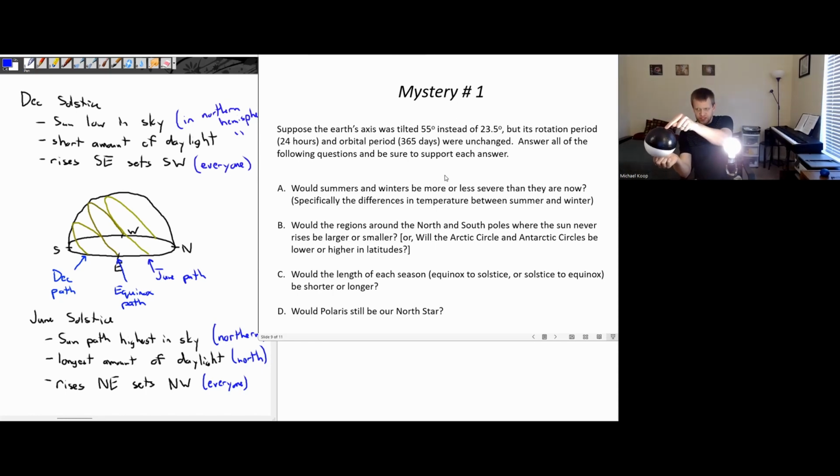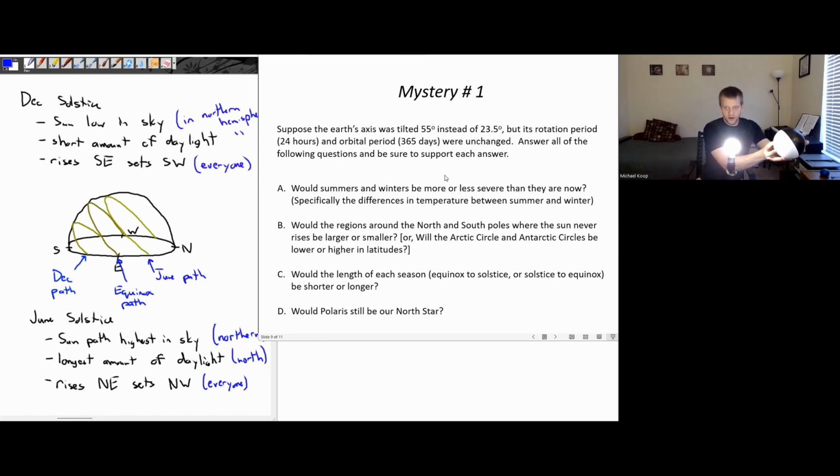Well, we said that the seasons were caused because the northern hemisphere is sometimes more tilted towards the sun, and at the other side of the orbit, it will be more tilted away from the sun. Well, if I increase that tilt, now on more of the northern hemisphere, the sunlight is even more direct on the northern hemisphere.